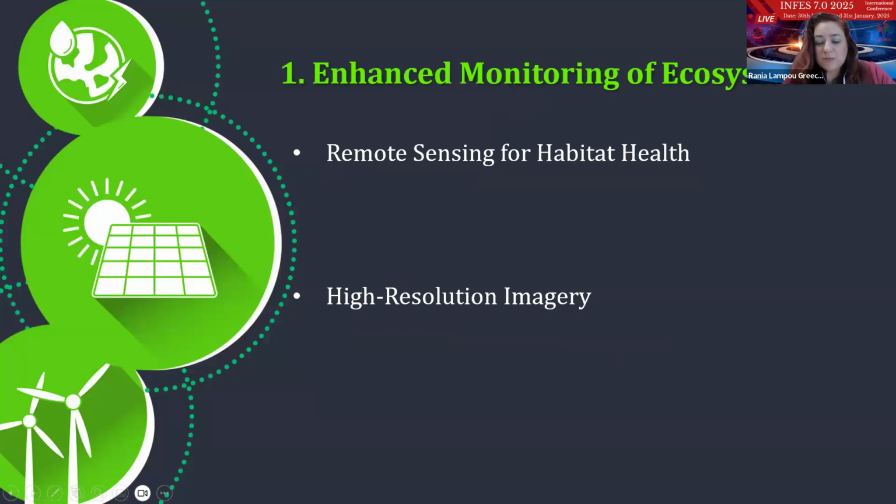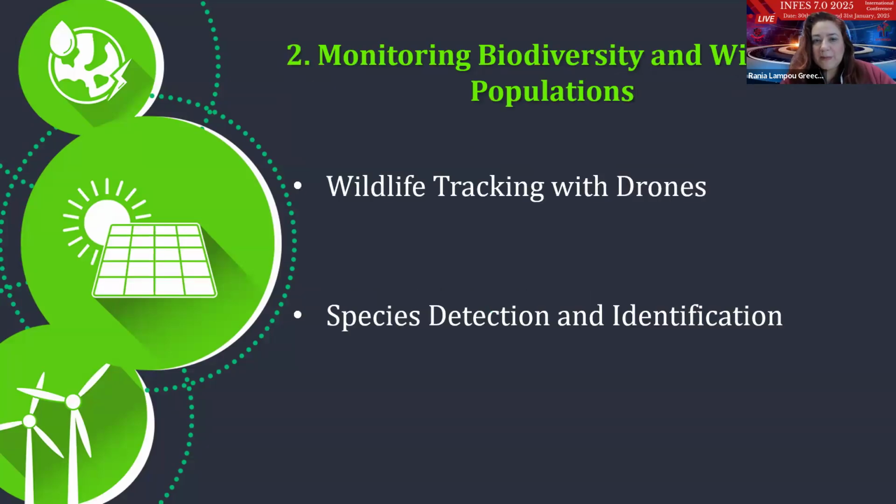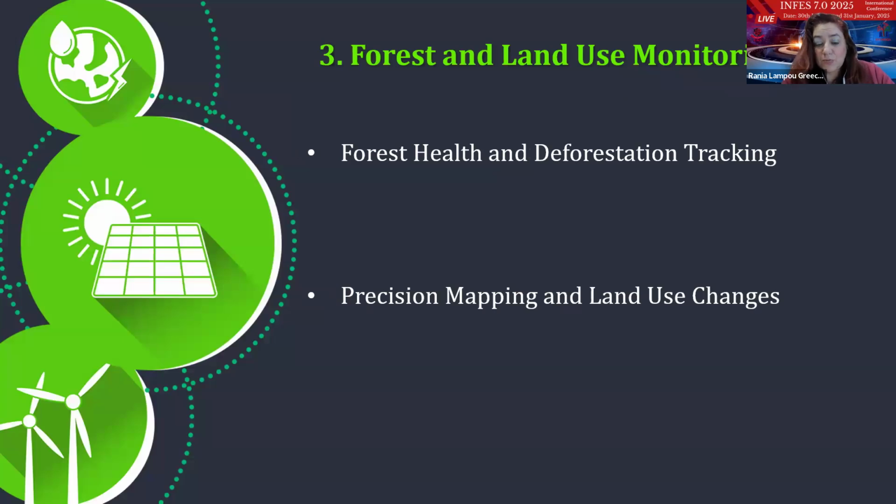Drones equipped with cameras, multispectral sensors, and light detection and ranging systems are capable of monitoring the health of ecosystems, including forests, wetlands, and coral reefs. High-resolution imagery, monitoring biodiversity. So wildlife tracking with drones, species detection, identification, forest and land use monitoring.